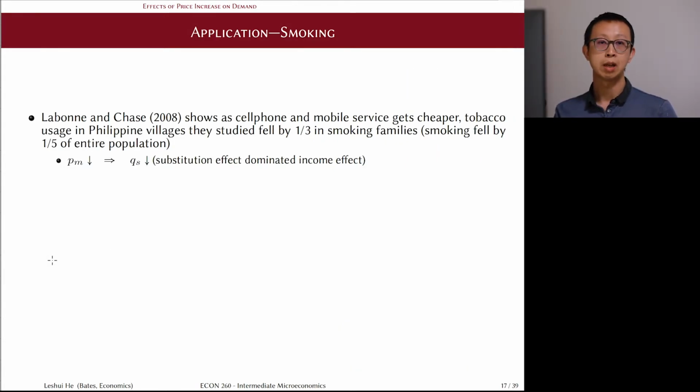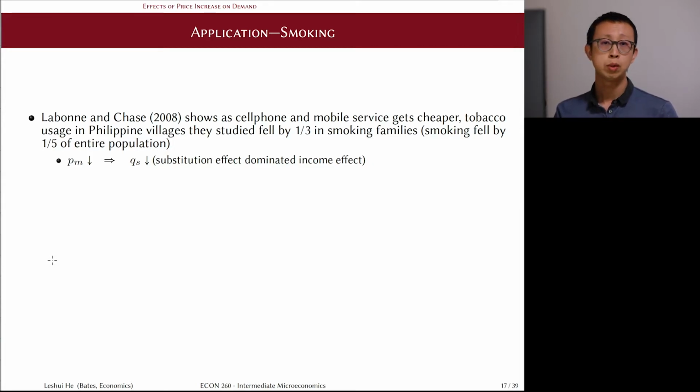One study looked at how consumers in a village in the Philippines responded to more affordable cell phone and mobile services. They found that as the price of mobile services got cheaper, consumers' tobacco consumption actually decreased by a third. Such a dramatic outcome has important implications in public health and policy. But how come the price of mobile services has such a major effect on tobacco consumption?